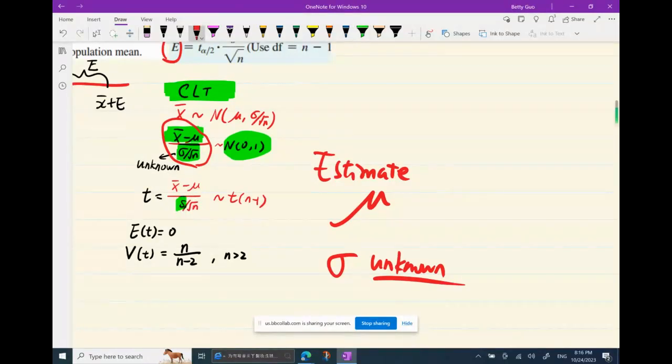However, after you replace sigma with S, the variable is not a standard normal anymore. It's a brand new distribution. Once you replace the sigma with S, we do not have the standard normal anymore. We have a brand new distribution called a T distribution. T as in Tom or tomato, T distribution.